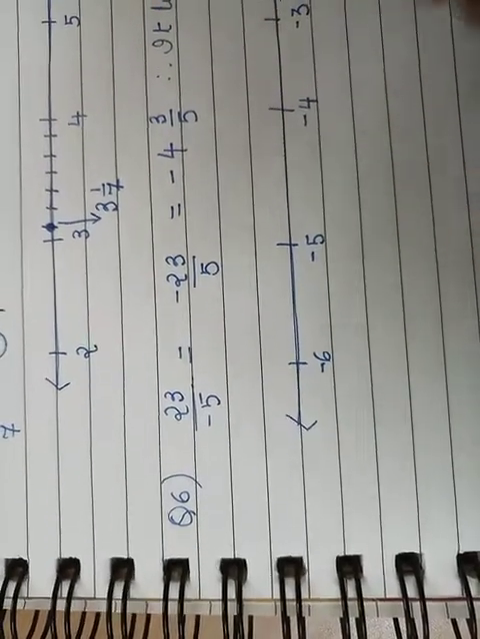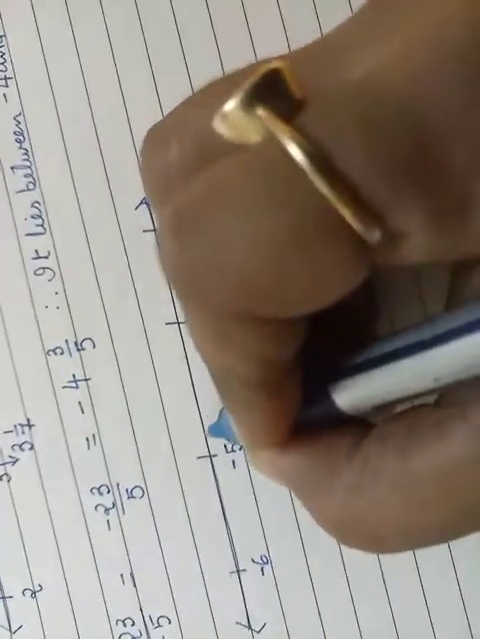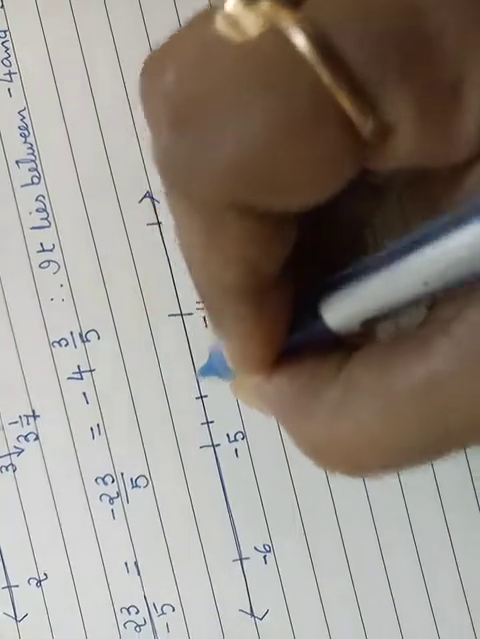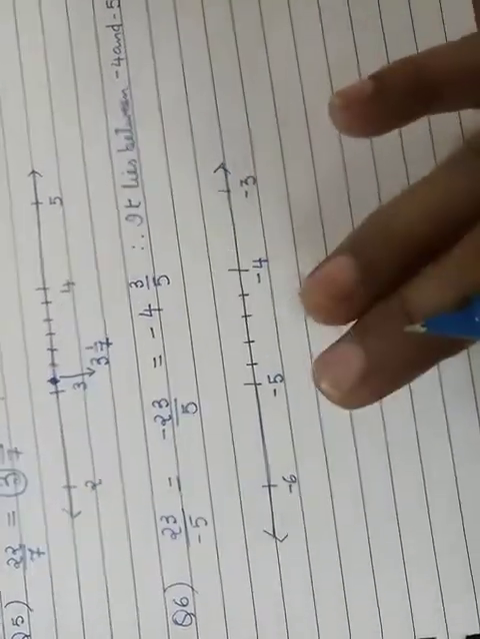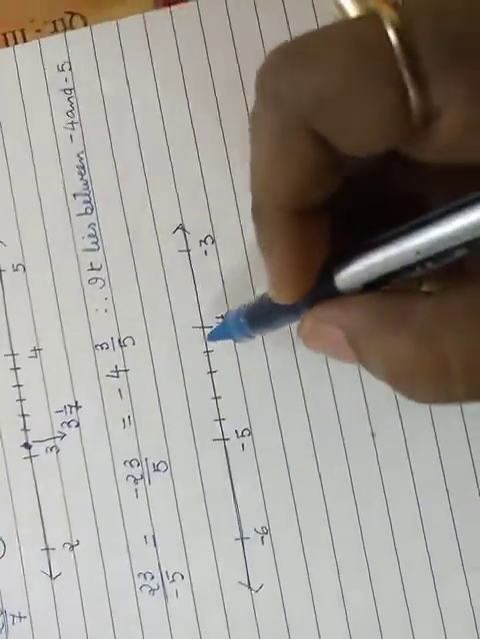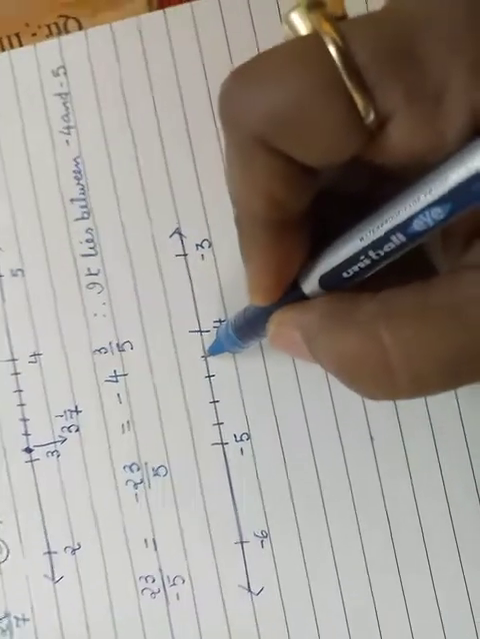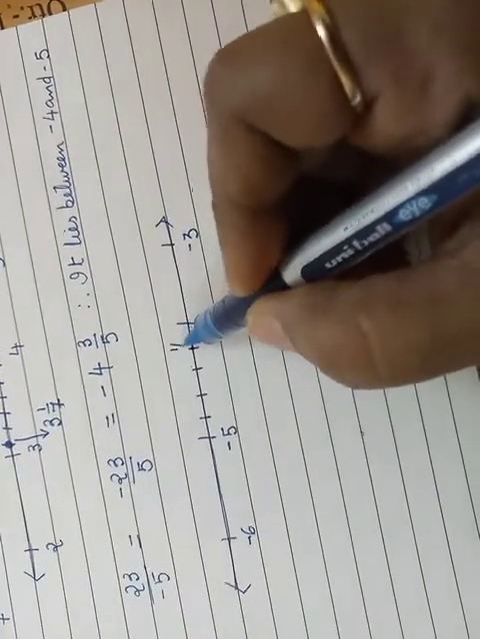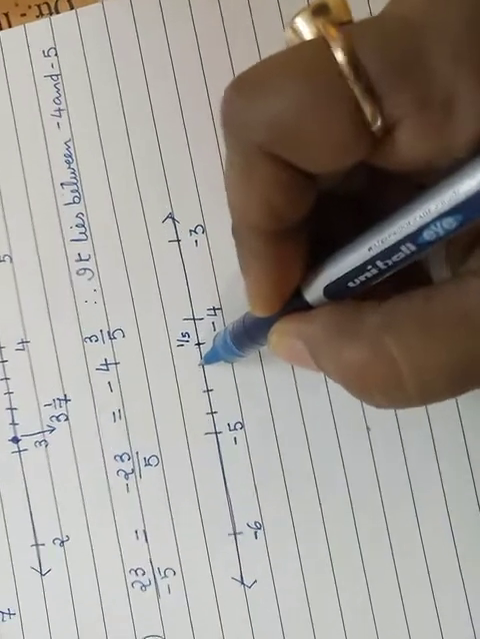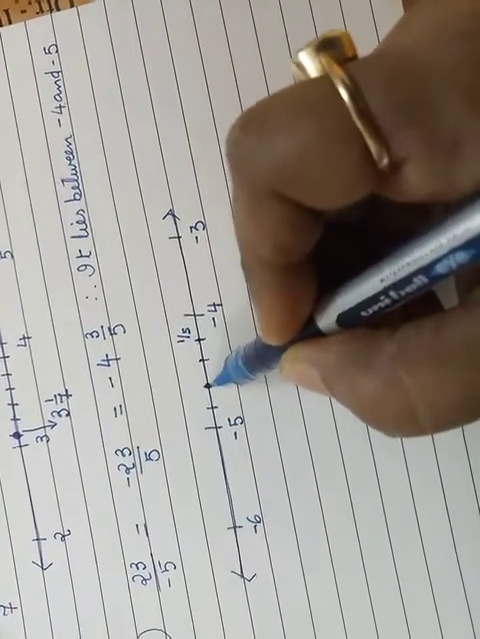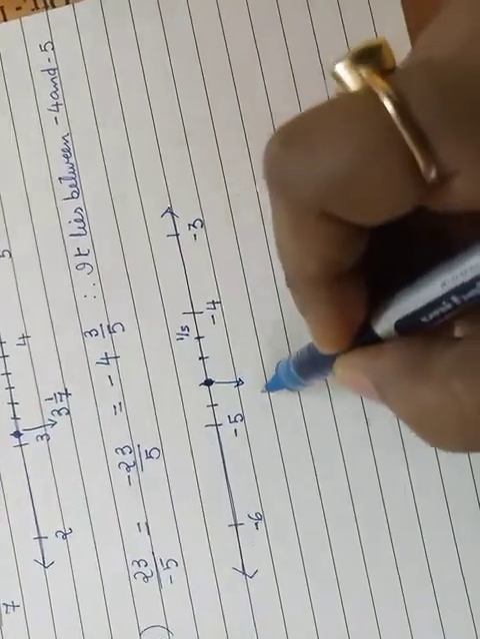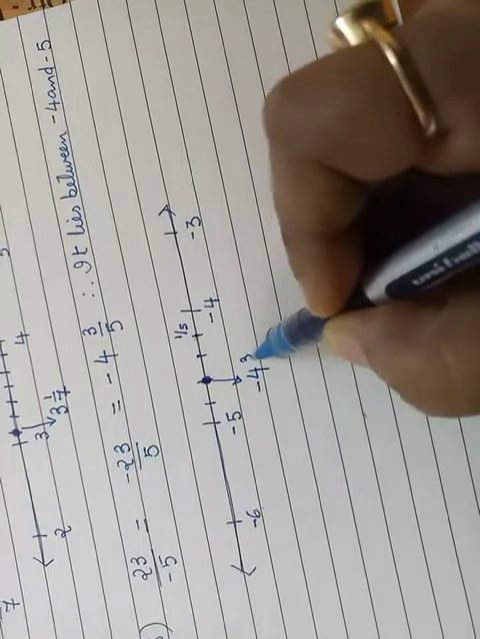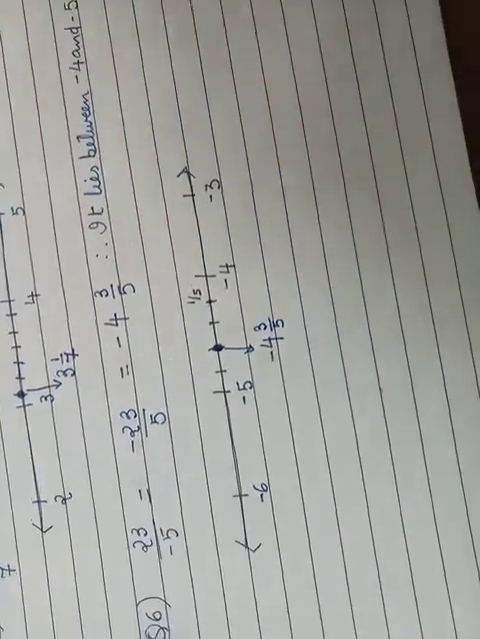For that, how many lines are we going to draw? 4 lines. Let's draw the 4 lines. 1, 2, 3 and 4. See, whenever we have negative numbers, we always start from the left side when marking the numbers. So it is minus 1 by 5, this is 2 by 5 and this is 3 by 5. So this number is minus 4 whole 3 by 5. Okay children.